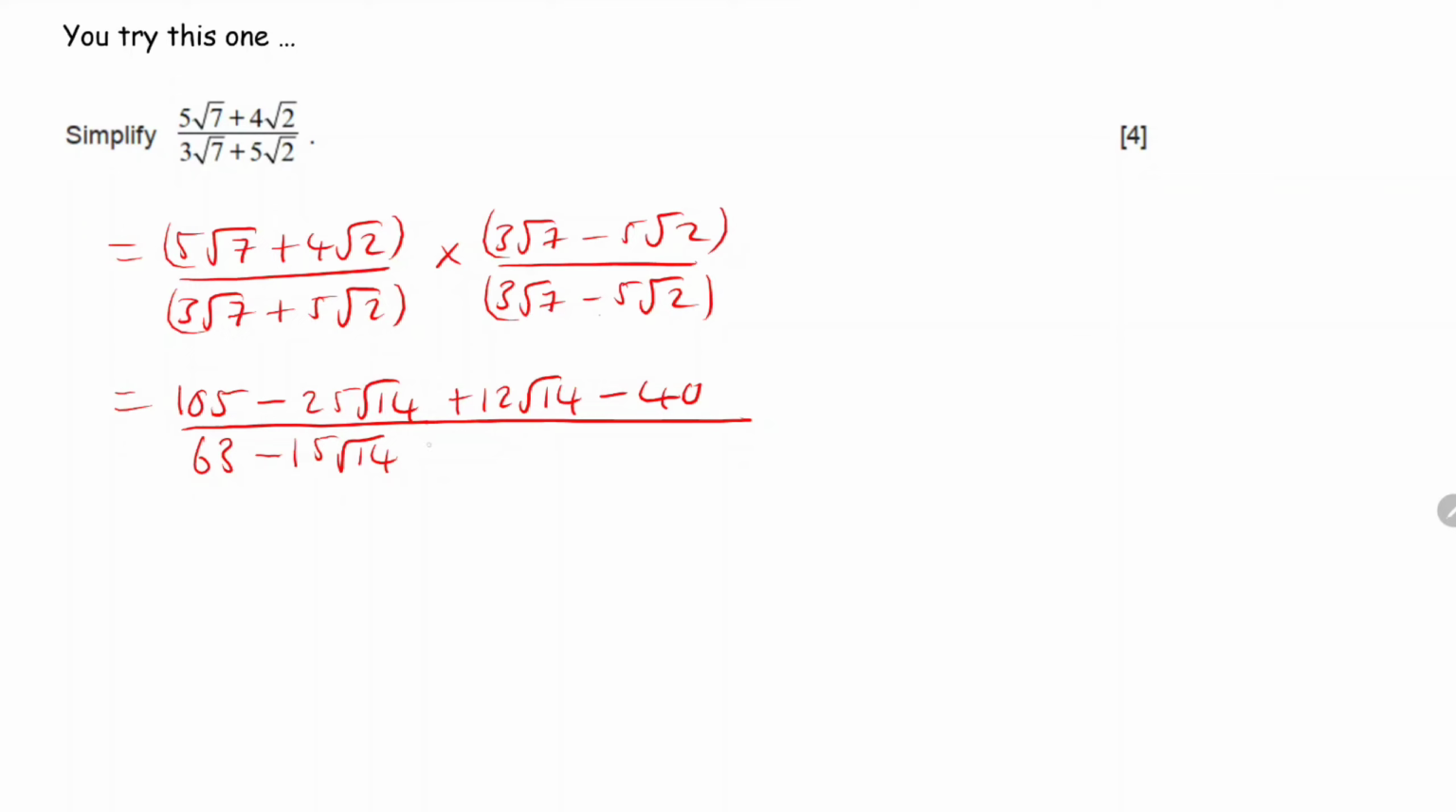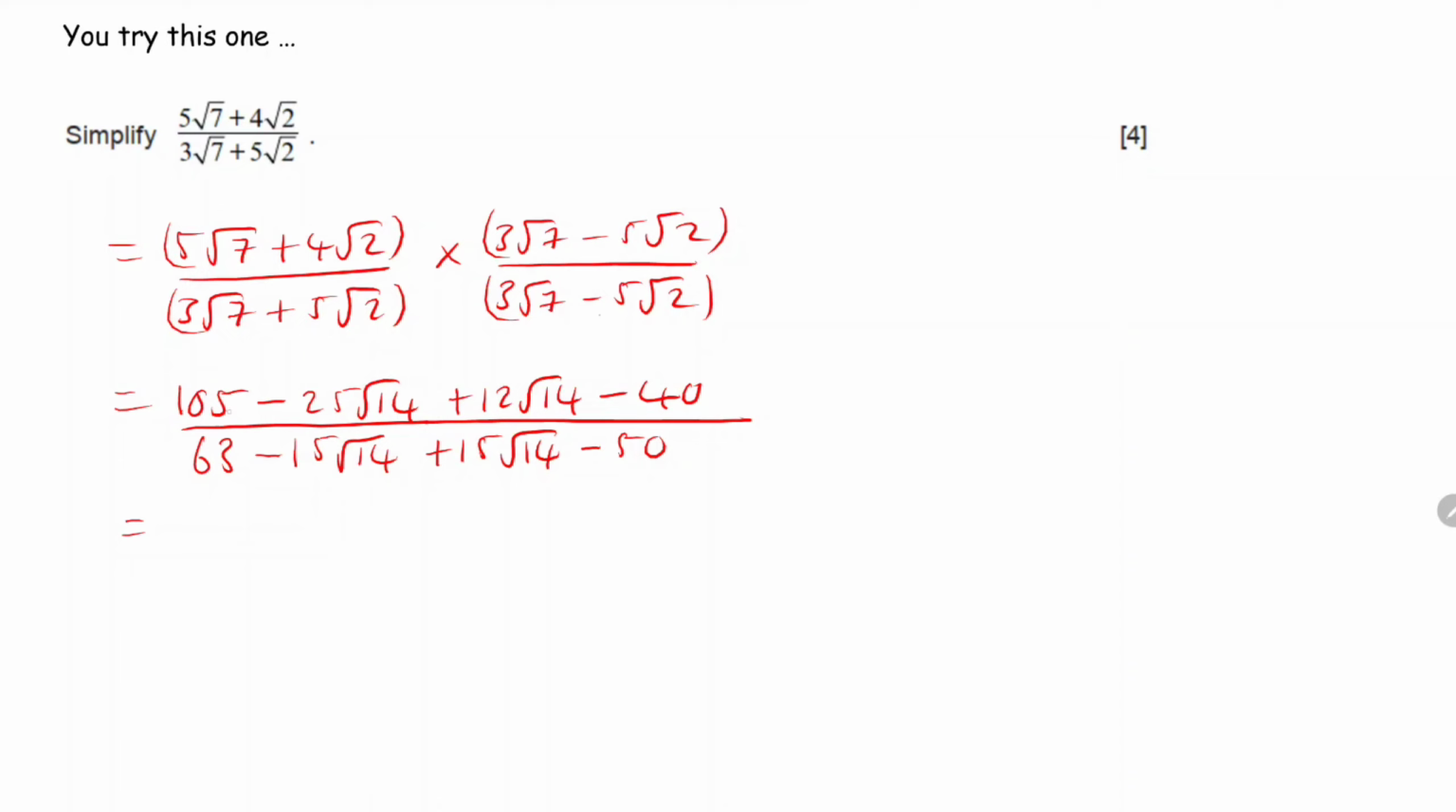Inside's 5 root 2 times 3 root 7. It's going to give us plus 15 root 14. And then finally, plus and a minus gives us a minus. 5 times 5 is 25. Root 2 times root 2 is 2. 2 times 25 is 50. So you have minus 50.